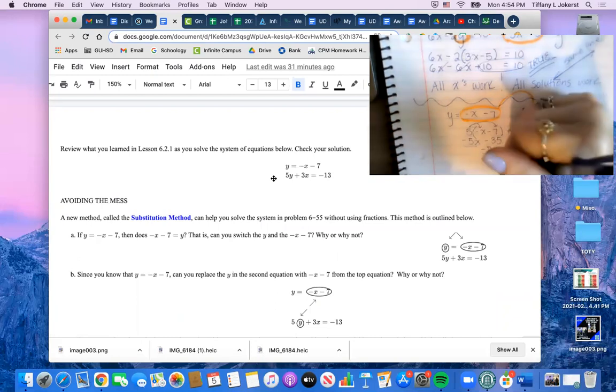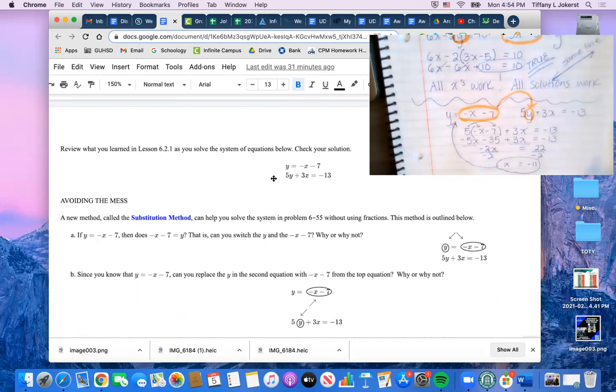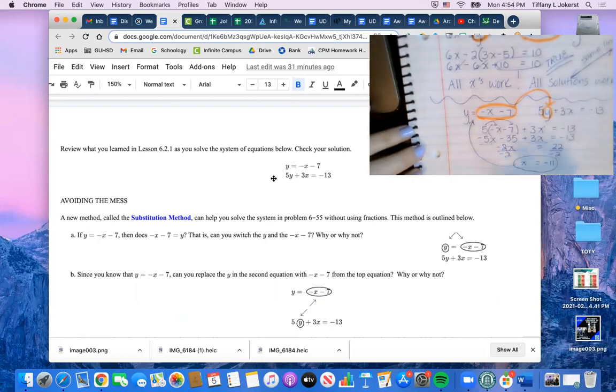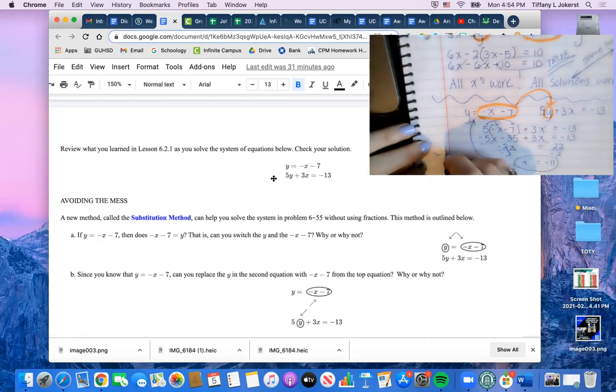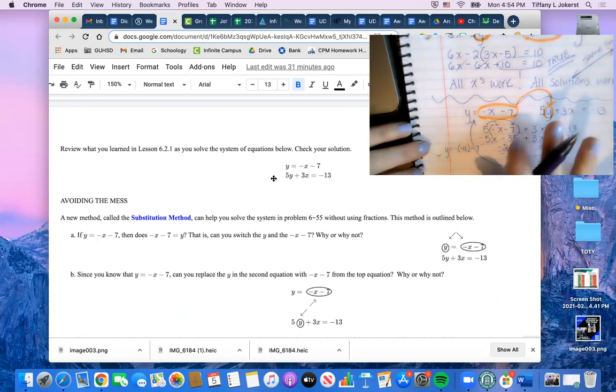Okay, so I'm going to plug it back into here. Let's see what we get. We get y is equal to negative negative 11. That's going to end up being positive 11 minus 7, so 7, 8, 9, 10, 11, I should get y is equal to positive 4.